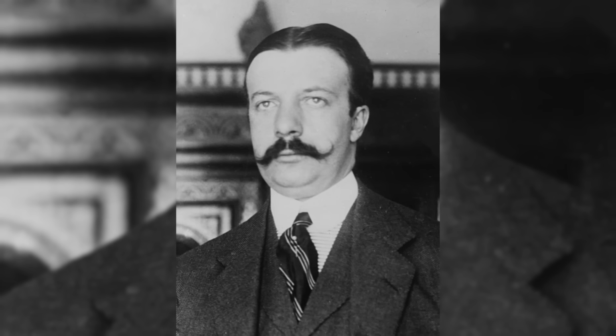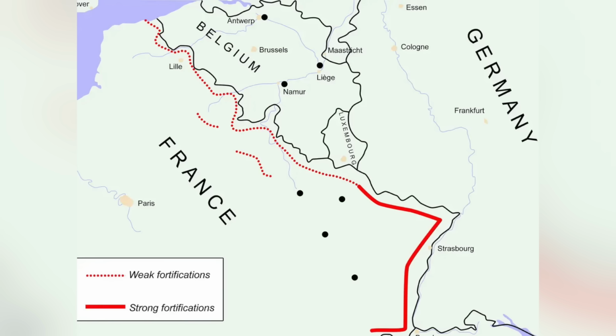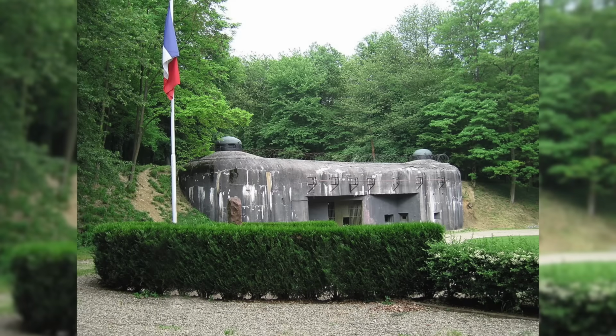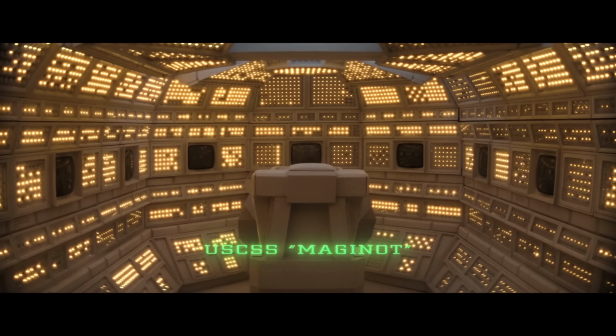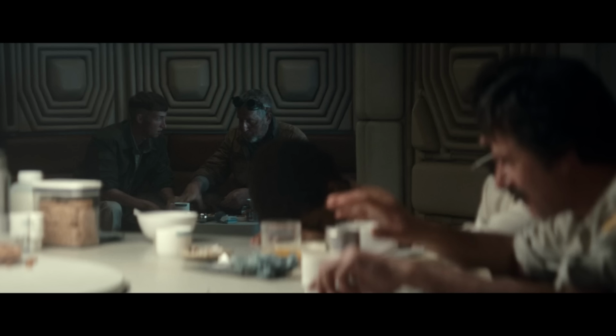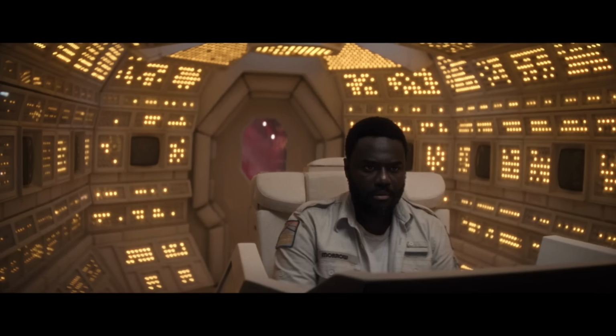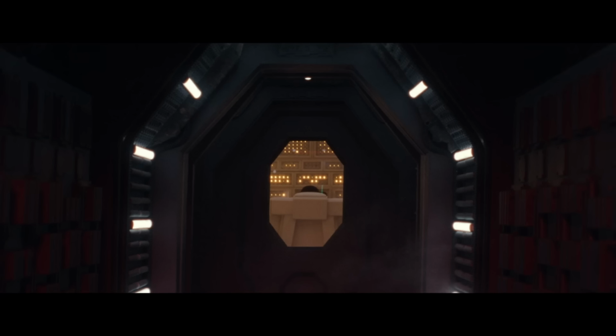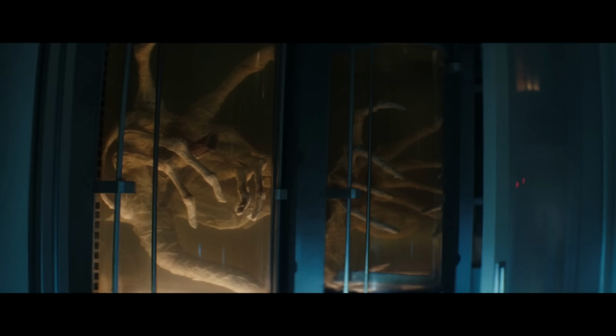Now, the ship takes its name from André Maginot, a French politician famous for creating the Maginot Line. Now, this was a string of forts that were meant to stop the Nazis from invading, but they still managed to do so anyway. Ever since, the Maginot Line has been a metaphor for anything super expensive that only offers a false sense of security, which is a fitting name for a research vessel that doesn't seem to have a very good handle on its dangerous cargo.